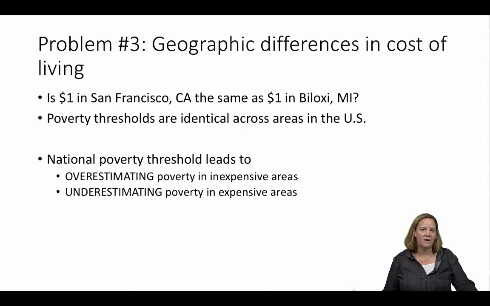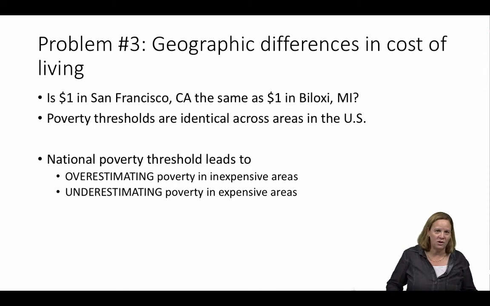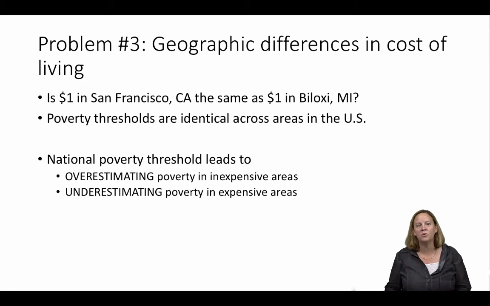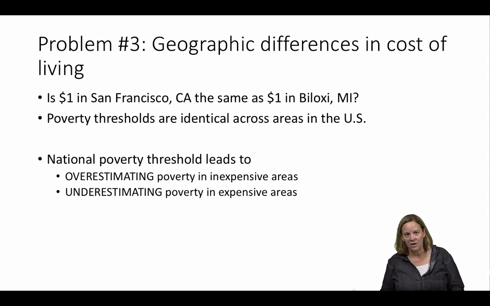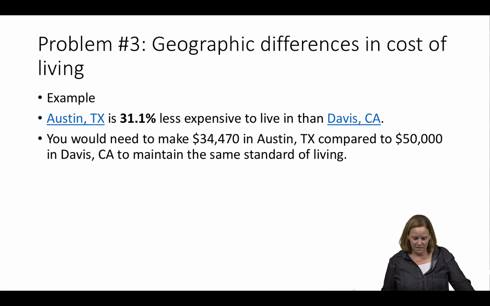If the basic cost of living differs across areas, but we use the same poverty measure everywhere, we are effectively applying different standards across different areas. A uniform measure across the entire United States may underestimate the number of individuals who will struggle to get basic necessities in expensive areas and overestimate this number in less expensive areas. For example, in Austin, Texas, the cost of living is approximately 31% lower than the cost of living in Davis, California. This means that you'd need about $35,000 in Austin to have the same standard of living you would have on $50,000 per year in Davis.